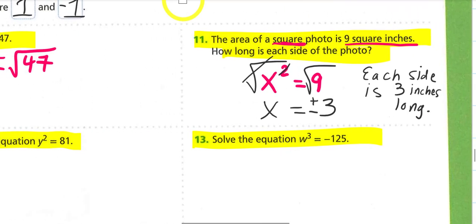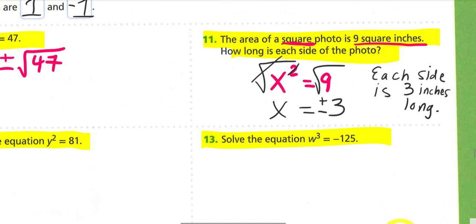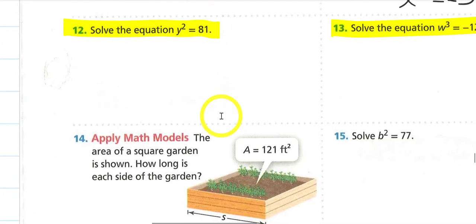Okay, because we know, even though this is the proper way to answer it using both the positive and the negative root, we're talking about a picture and you're measuring the length. So it's going to be 3 inches long, the positive. All right, let's move on to number 12.